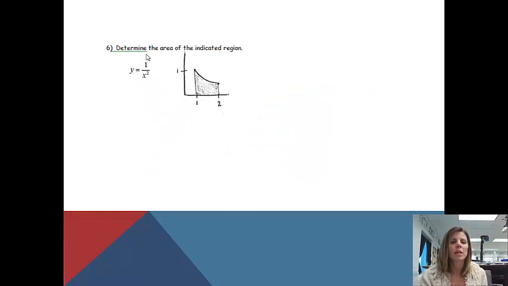This one says to determine the area of the indicated region. So you'll notice we have a picture, we have an equation, but we actually don't have an integral. And I could not use geometry because that is very much an irregularly shaped object. So what we need to do first is write ourselves an integral. This is going to start at 1, end at 2. My function is going to be 1 over x squared, and we'll put dx.